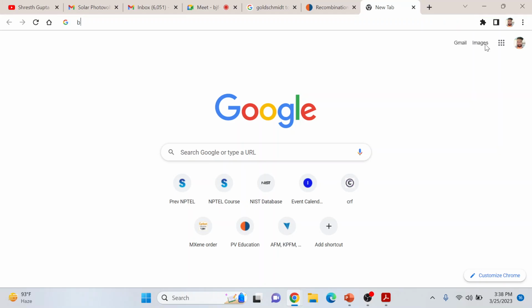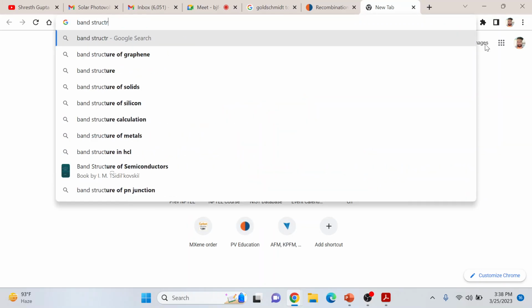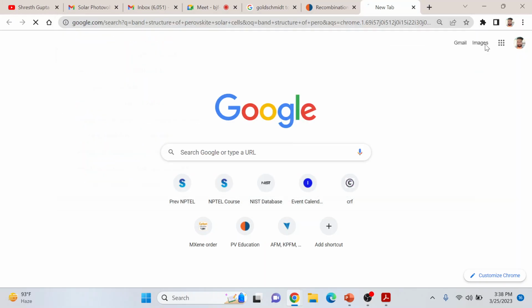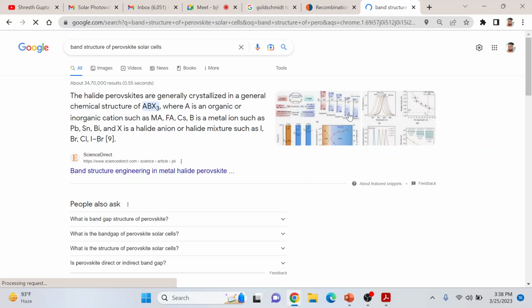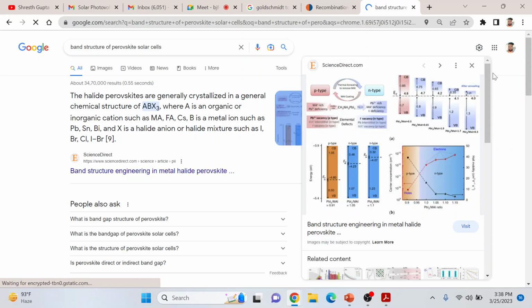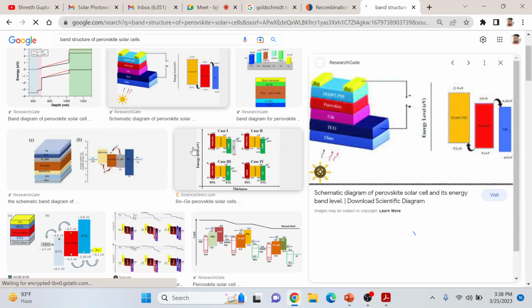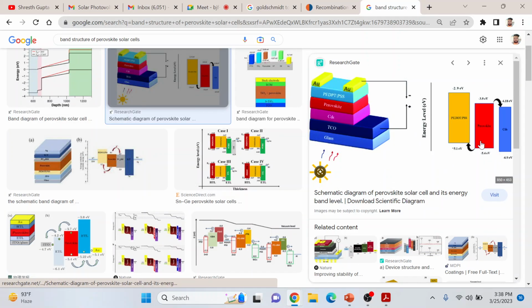So let's see the band structure of a perovskite solar cell. If you see this figure, you see the valence band and conduction band. This is PbI2, this is a p-type material, this is an n-type material. Let me show you the image. So this is the perovskite, this is the CdS layer below this, and this is the PEDOT:PSS layer.